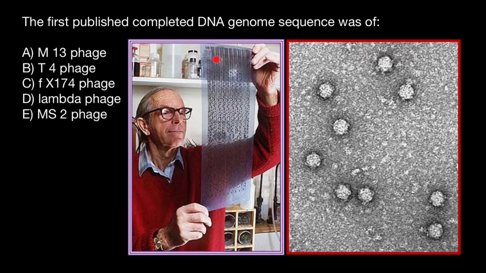So on this picture, on this film, we see the whole genome of this bacteriophage, the phage phiX174. Bacteriophage is a virus and was the first DNA-based genome to be sequenced. This work was completed by Fred Sanger and his team in 1977.